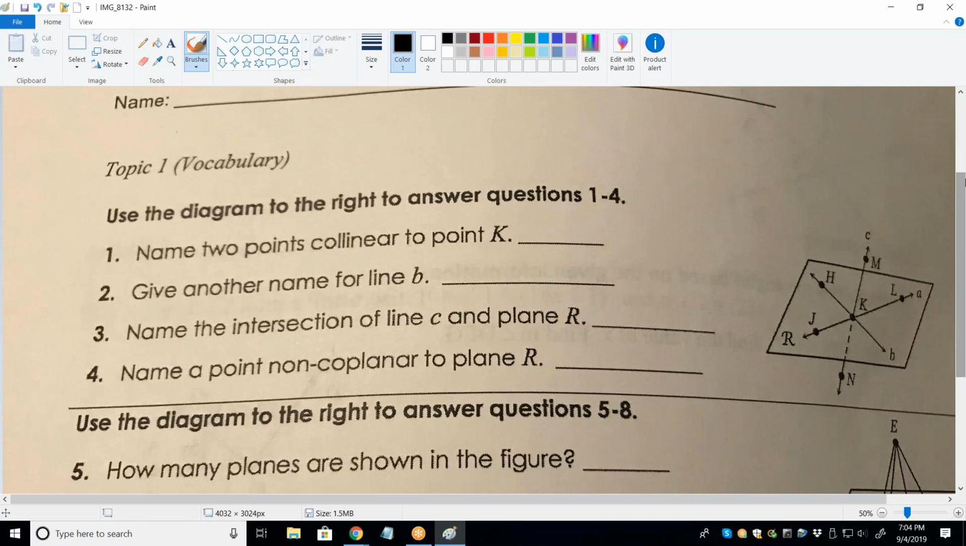Okay, so what does collinear mean? Like on the same line. Yeah, if you look at the word right there, it has line in it. So what points are collinear with K? J and L. And H and M?